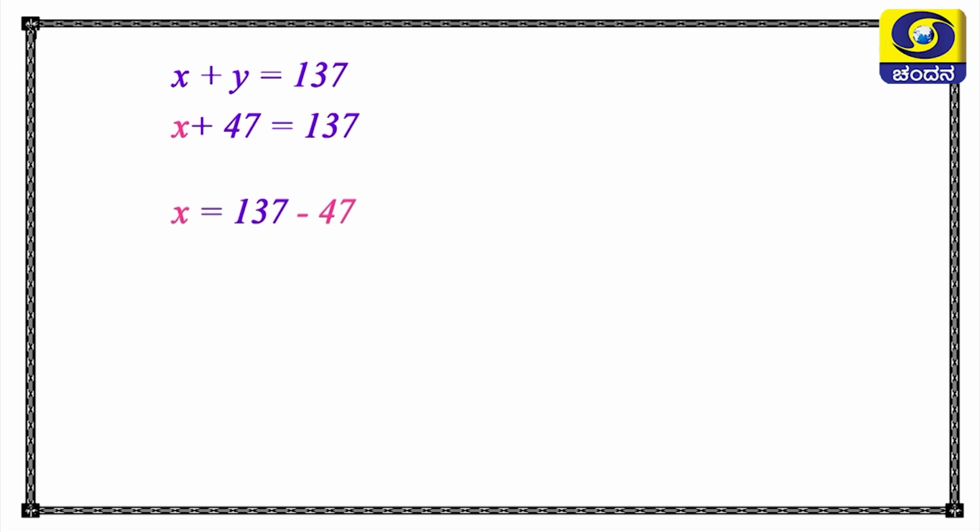x is equal to 137 minus 47, because I am sending plus 47 to RHS, it becomes minus 47. x is equal to 137 minus 47, so x is equal to 90. So we got the value of x and y, children. Now let us verify this. Here I got the value of x as 90 and y as 47.